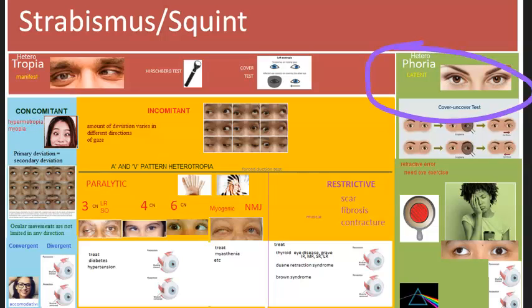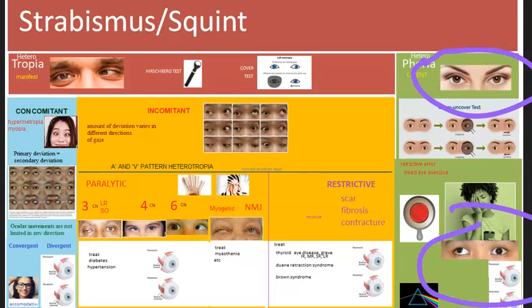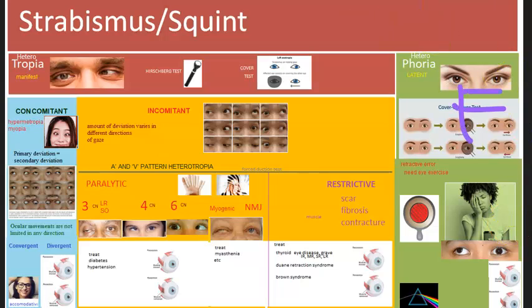Phoria means it's latent. Latent means what? It will manifest later. So a person might look like this, but sometimes they will look like this. So the patient can present either way and they are fluctuating between this. When there is a fusing force, they're focusing on something, it'll look proper. But if they're not focusing, it will look like this. Or if it is decompensated, it will look like this. So basically this is a compensated stage and there is a decompensated stage. Okay, so that is phoria.